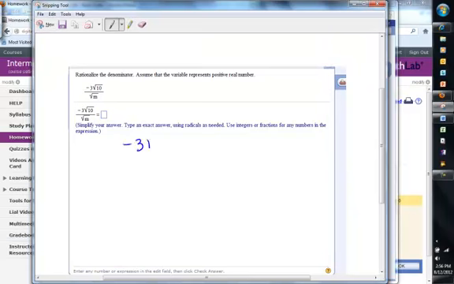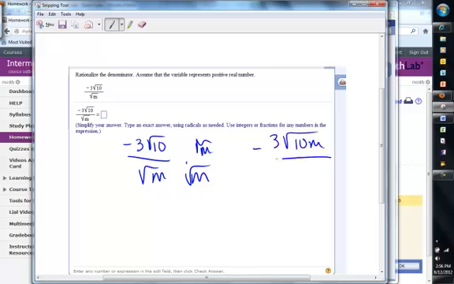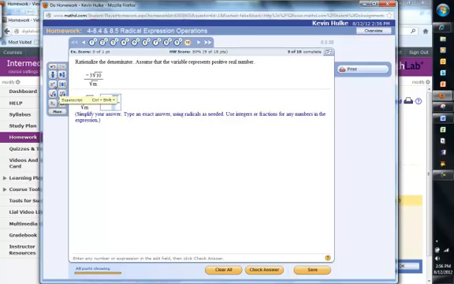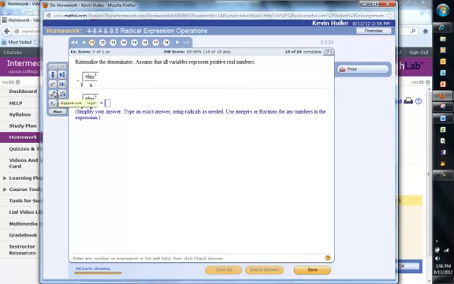Negative 3 root 10 over root m. Multiply top and bottom by the root of m. And we have negative 3 root 10m over m. Negative fraction key 3 square root 10m over m. Number 11.